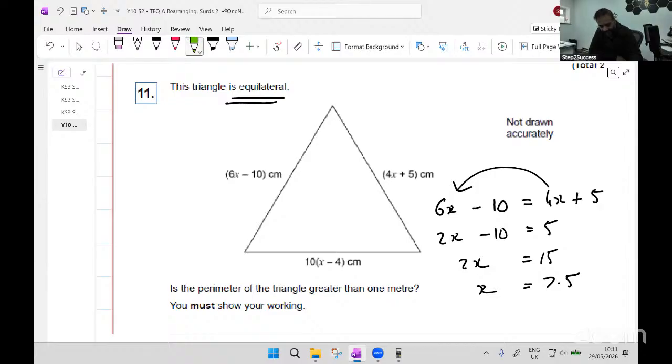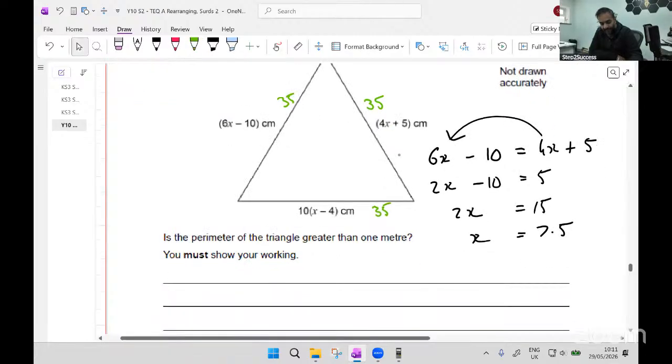Now, if x is 7.5, we just look at this one. 4 times 7.5 is 30, which means that's 30 plus 5, which is 35. But this is equilateral. They're all 35. So the perimeter of this shape is 35 add 35 add 35, which is 105 centimeters.